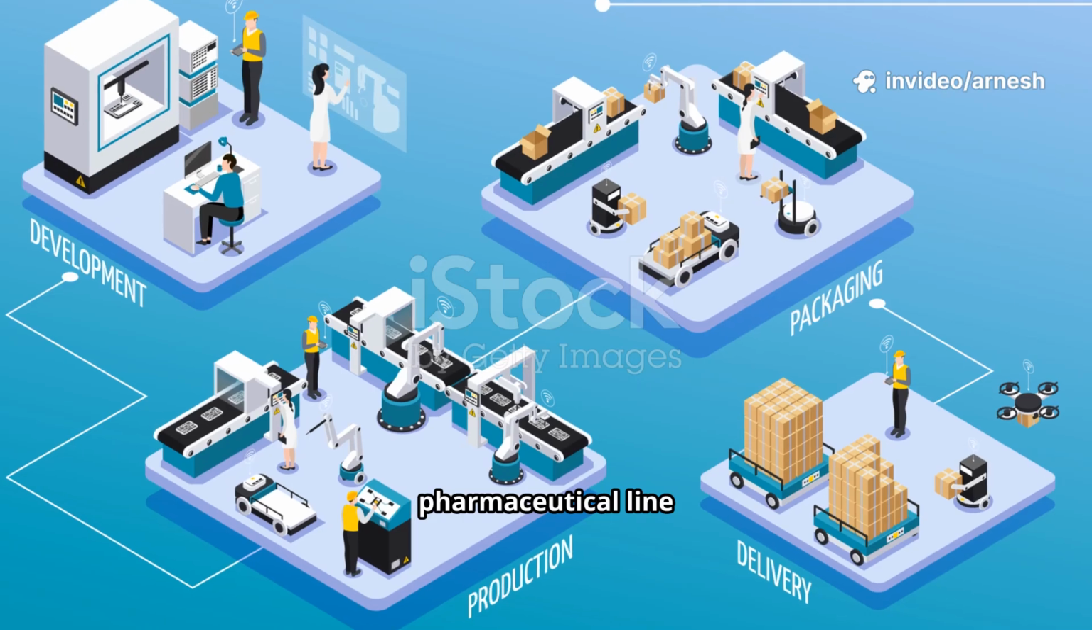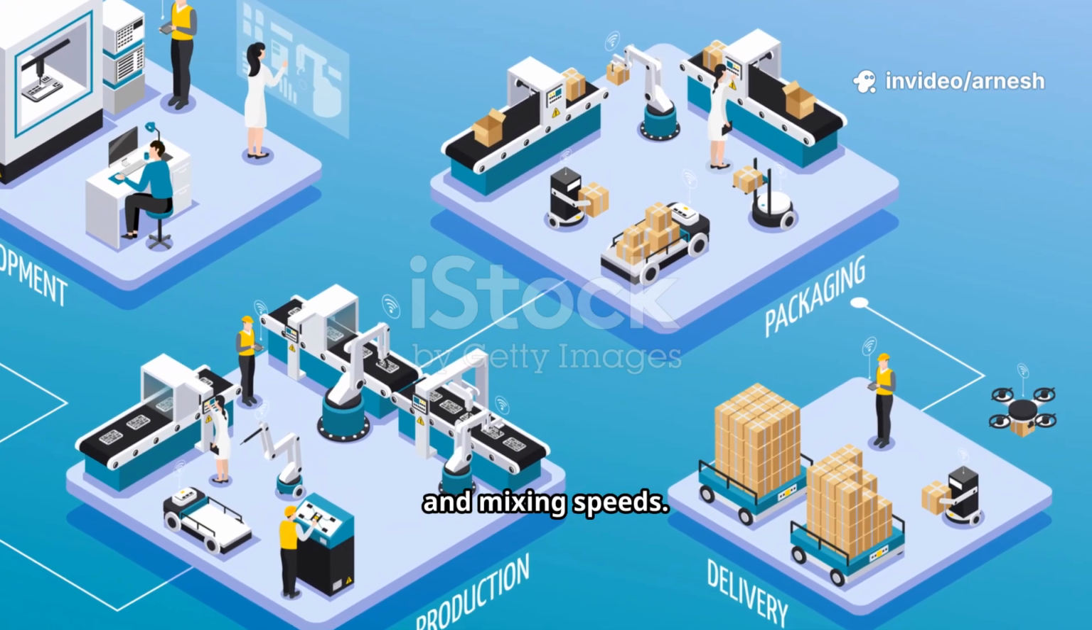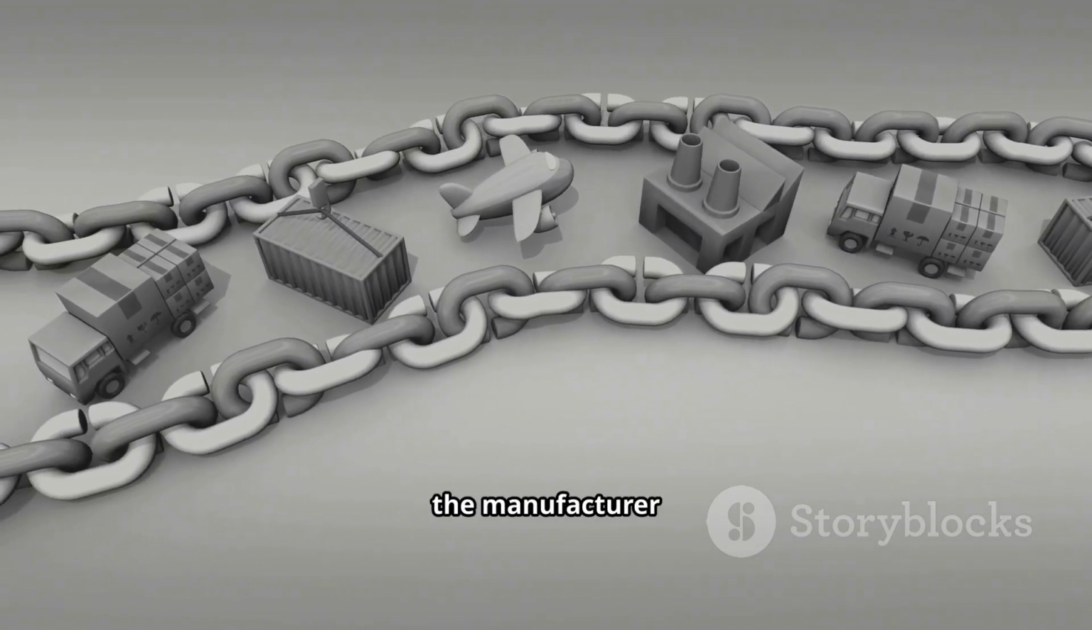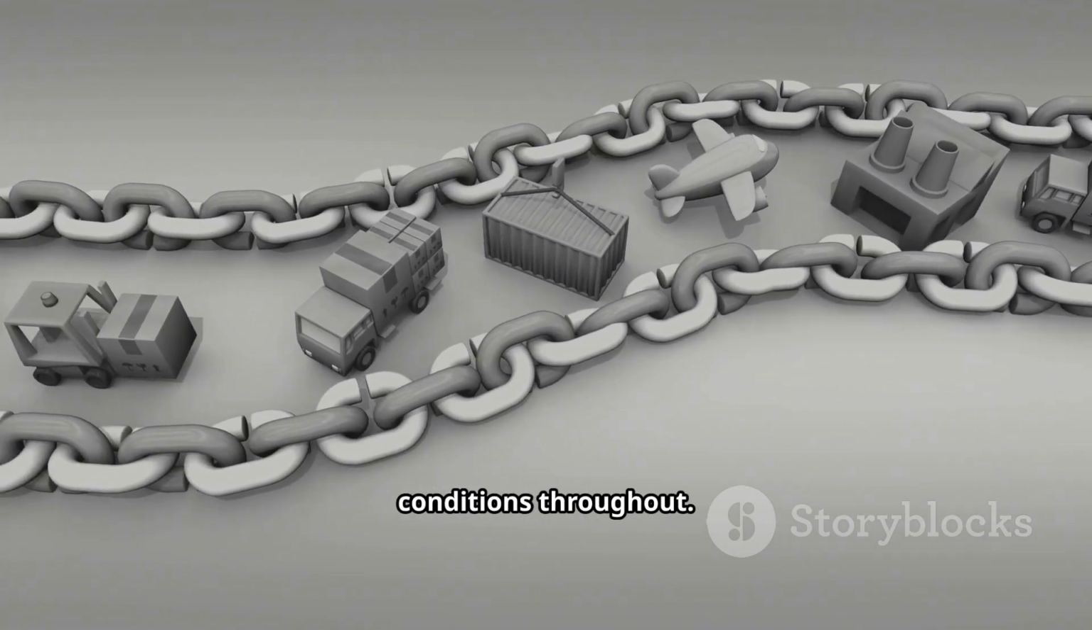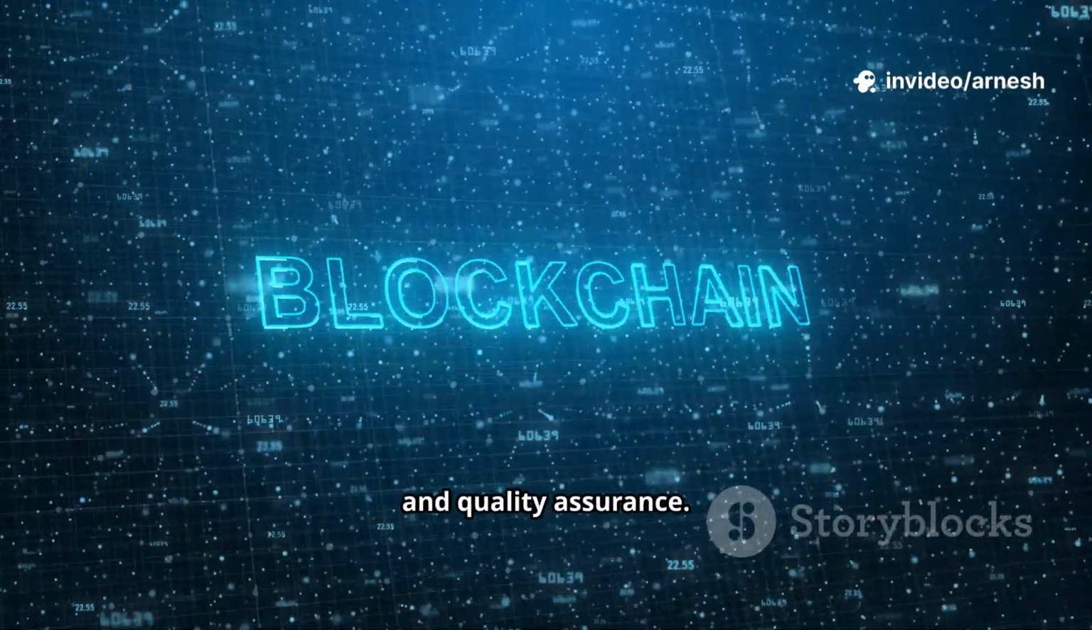Imagine a pharmaceutical line where medicine quality depends on precise temperatures and mixing speeds. By logging all sensor data to blockchain, the manufacturer can prove perfect conditions throughout. It provides an unbreakable audit trail for regulators and quality assurance.